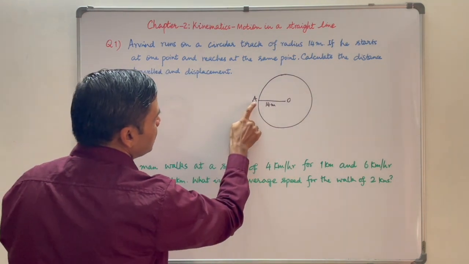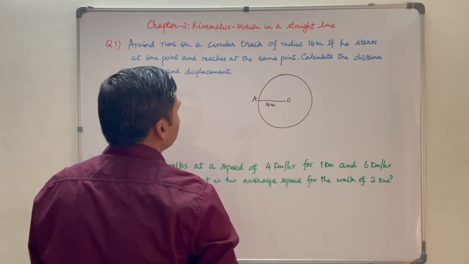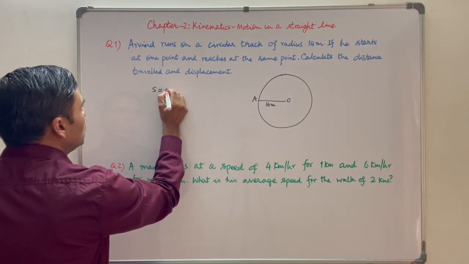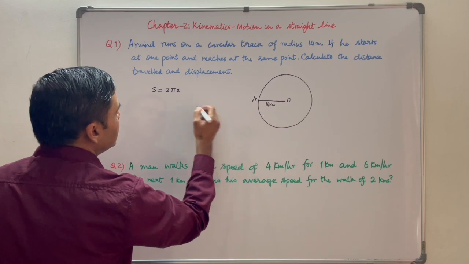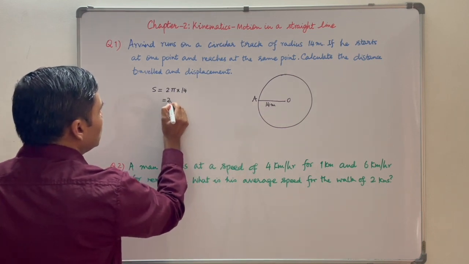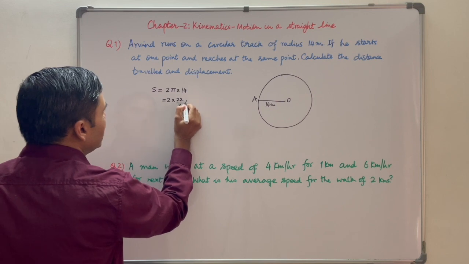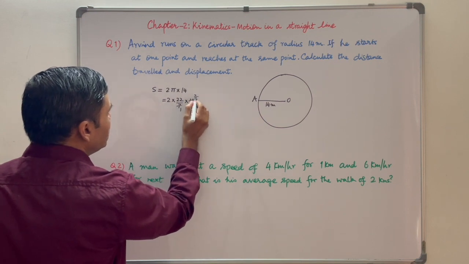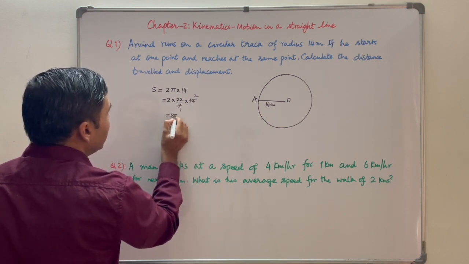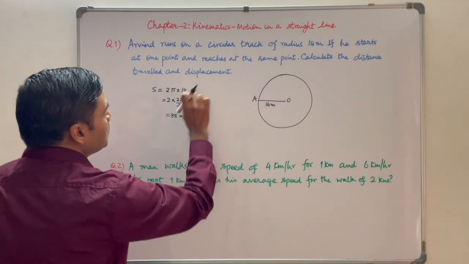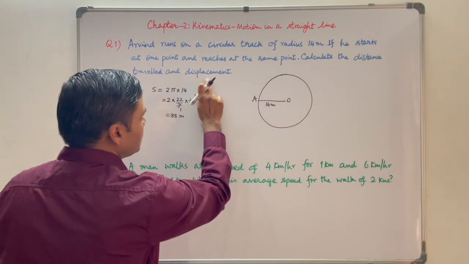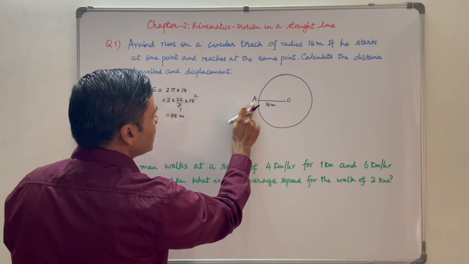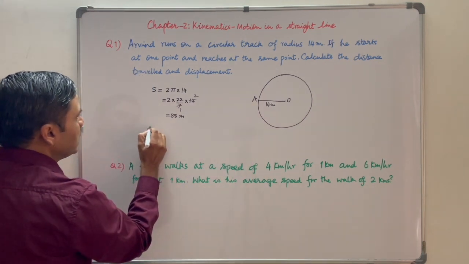So distance traveled will be given by the length of this circular path, and the length of the circular path means circumference will be equal to 2 pi into radius. Radius is 14. So it will be equal to 2 into 22 by 7 into 14. So 7 ones are 7, 7 twos are 14. 2 into 2 is 4 into 22, that is 88 meter. And the displacement we have to calculate. You know that the displacement is minimum distance between start point and end point. Since start and end points are same, so the displacement will be 0.